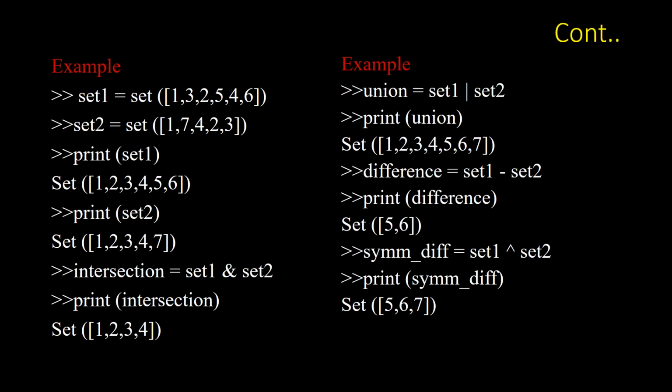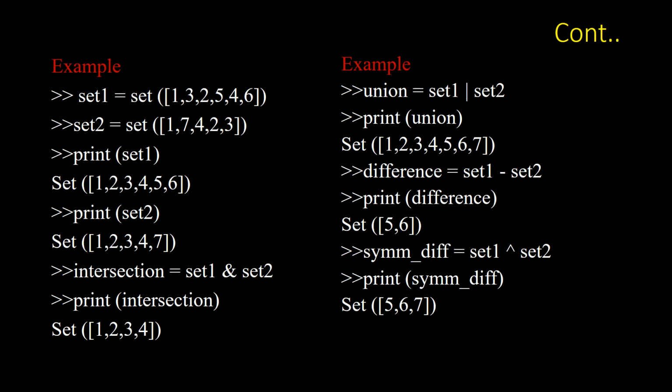We are going to see some examples of the set operations. I have two sets. When I print set 1, it displays all the elements in the set in an ordered way. When I print set 2, it returns all the values in set 2 in an ordered way. Now for intersection, here it is a variable name. I have mentioned set 1 and set 2 and I use this operator. When I print this intersection value, the common values present are 1, 2, 3 and 4.